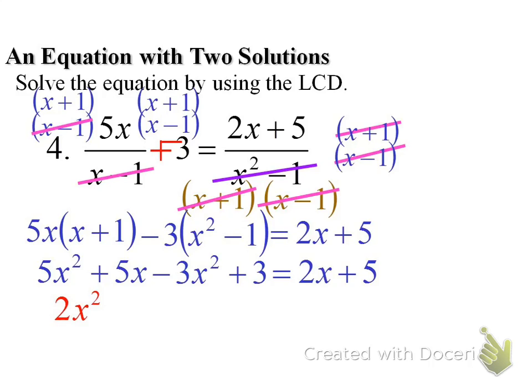So I'm going to combine my x squareds. I get 2x squared. I need to get this x over here with the other x, so I'm going to subtract 2x. I get 3x. I also need to move this 5, so I'm going to subtract 5, and I get negative 2. Of course, that all equals 0. Any questions on that?